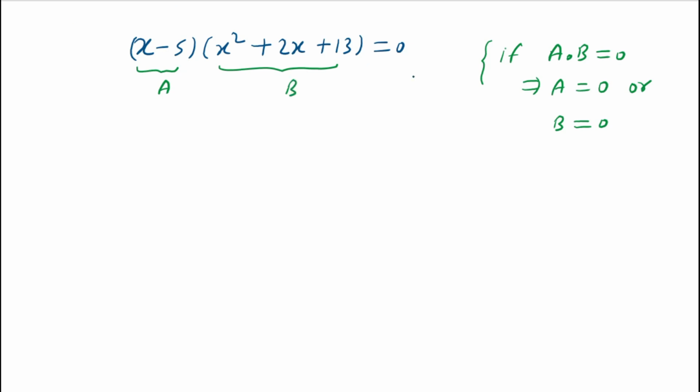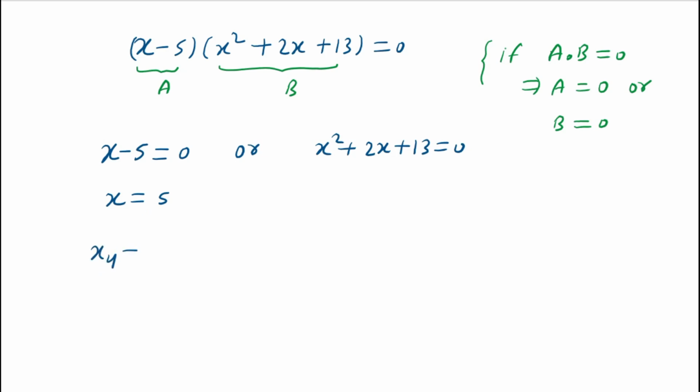Then if you apply this rule, then you can say x minus 5, this is equals to 0, or x square plus 2x plus 13, this is equals to 0. Here value of x is equals to 5. This is our fourth solution. Let's say this is x4 is equals to 5.